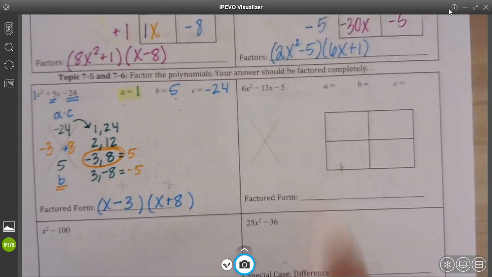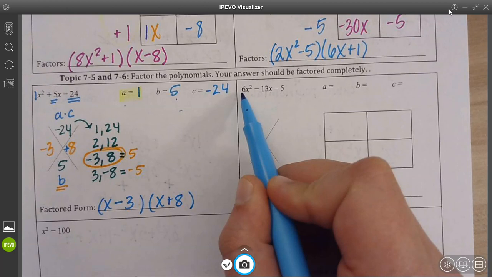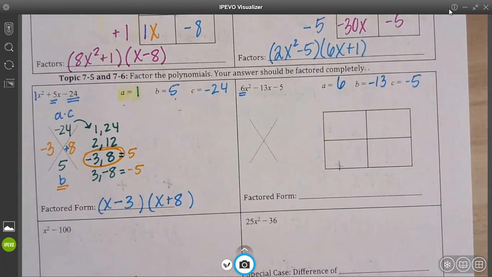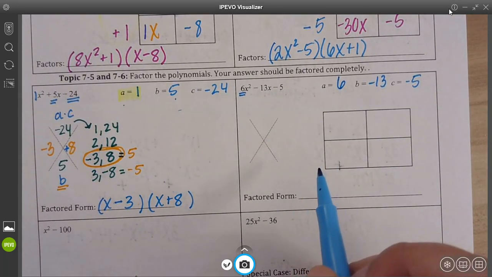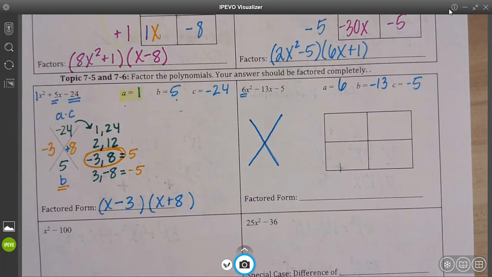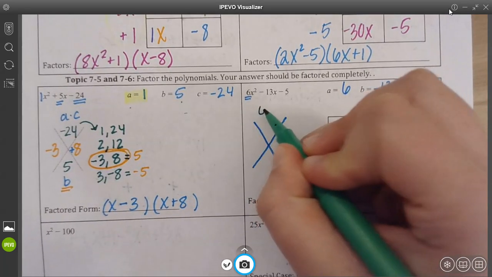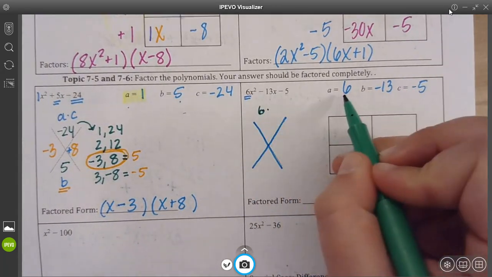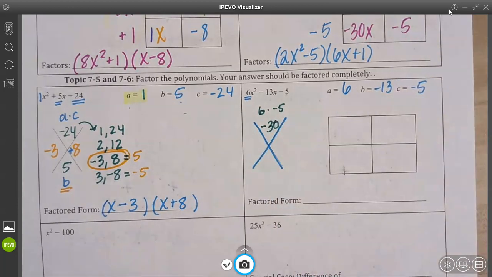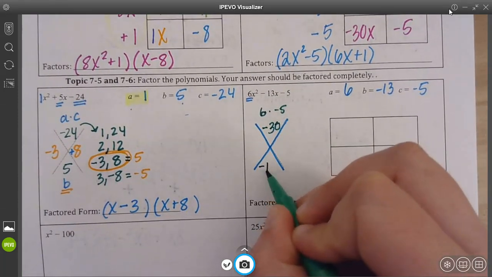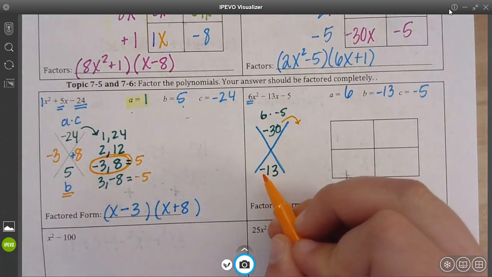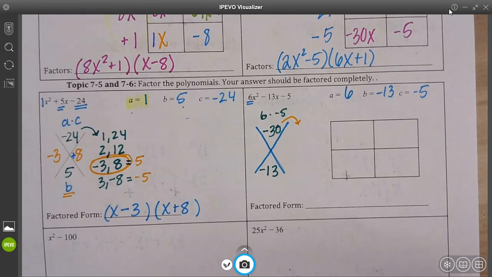But if we look at our second problem over here, my a term is not 1. It is 6. My b is 13, and my c is negative 5. So this case is where we have to use the x box method, our favorite way. Remember, at the top of our number puzzle, we have to take a times c. I have to take 6 times negative 5, which is negative 30, and b goes down there at the bottom, which is negative 13. I'm looking for 2 numbers that when I multiply them together, it gives me negative 30, and when I add them together, it gives me negative 13.